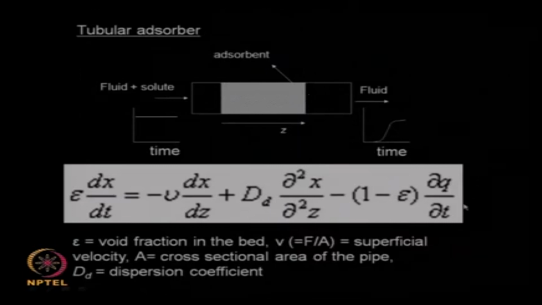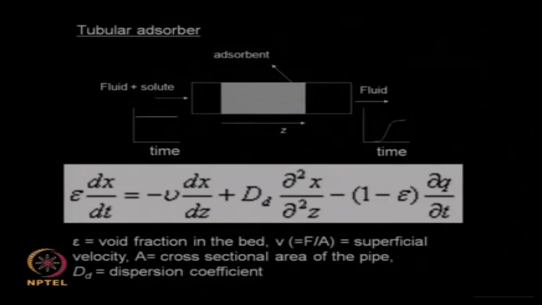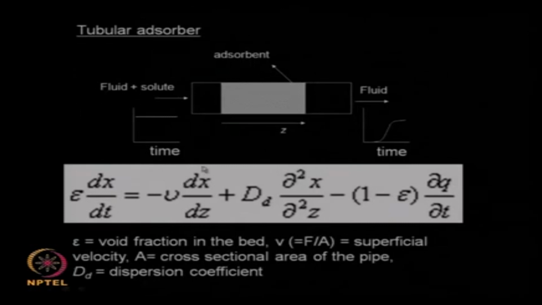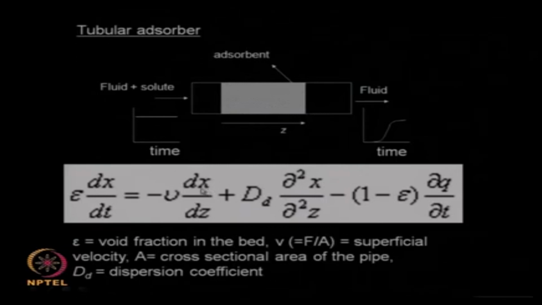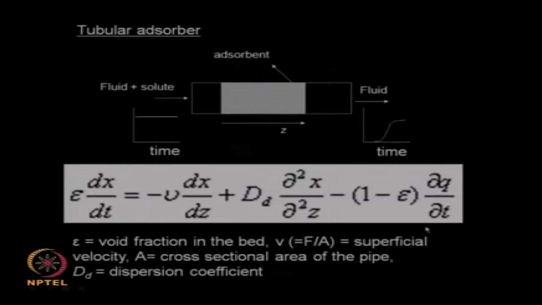So you will end up with a partial differential equation, whereas if it is a stirred tank adsorber you are having an ordinary differential equation, whereas in this particular case you are going to have a partial differential equation. That is why you have terms like dx by dz, that is rate of change of x as a function of z, and you also have dx by dt, that is rate of change of x as a function of time. So you get quite a complicated equation, and I will spend some time on each one of the terms.